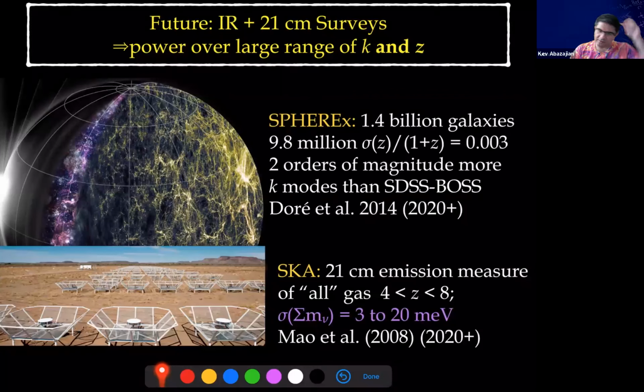SKA, as I was saying, is a map of 21 centimeter emission from neutral hydrogen. Literally, the proposal is to measure all gas in the universe between redshifts of 4 and 8. And the sensitivity forecasts for neutrino mass are quite ambitious, from 3 to 20 meV. This, of course, requires you to know the relationship of where the gas is to where matter is, because really it's matter clustering, both dark matter plus baryonic matter, that will give you the information about the clustering.